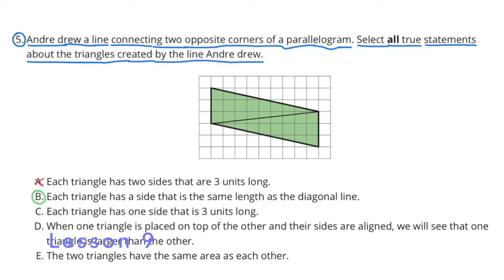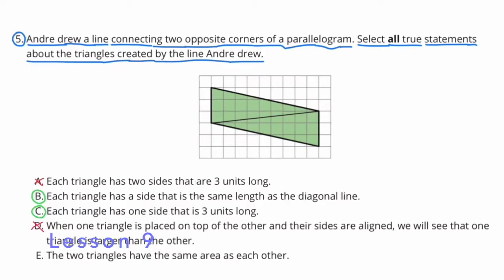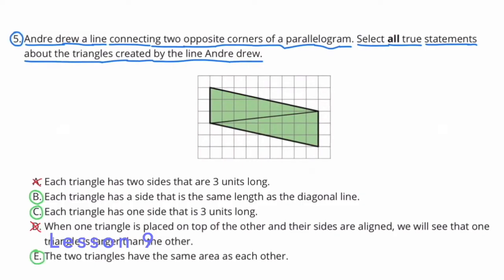C. Each triangle has 1 side that is 3 units long. That's true. D. When one triangle is placed on top of the other and their sides are aligned, we will see that one triangle is larger than the other. That's not true. Both the triangles would have the same area and be the same size. E. The two triangles have the same area as each other. That's true.